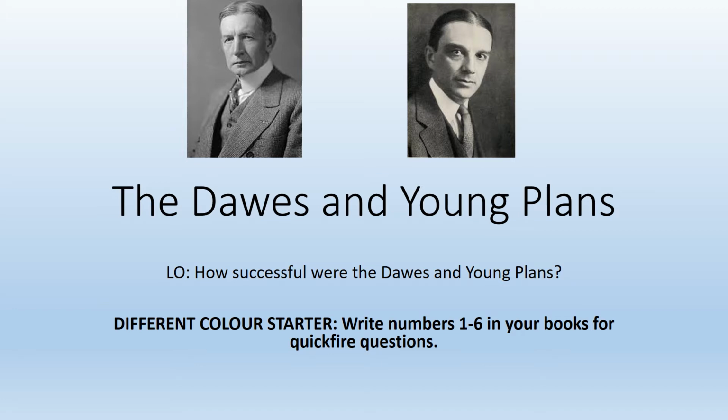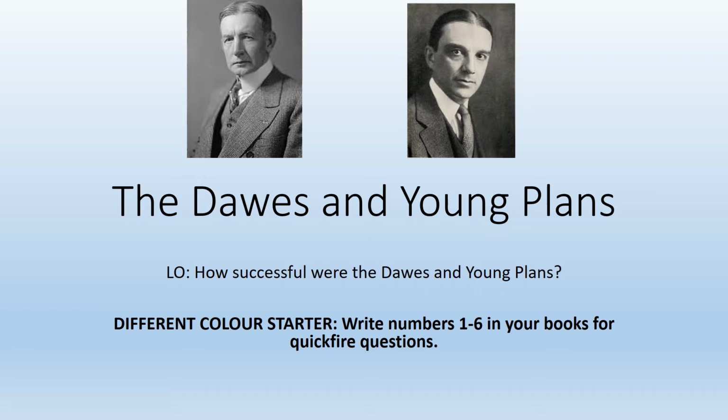Today we're going to be looking at the Dawes and the Young plans. These were financial plans set up to help Germany to be able to repay back their debt set out by the Treaty of Versailles after the First World War. Our learning objective today is to write down how successful the Young and Dawes plans both were.